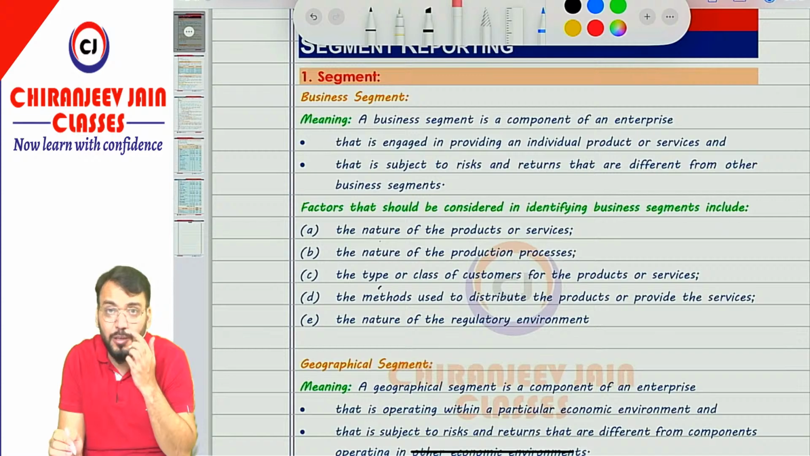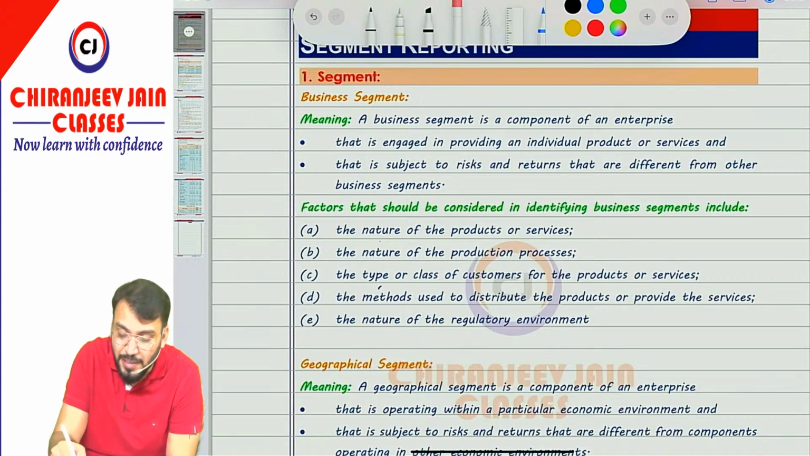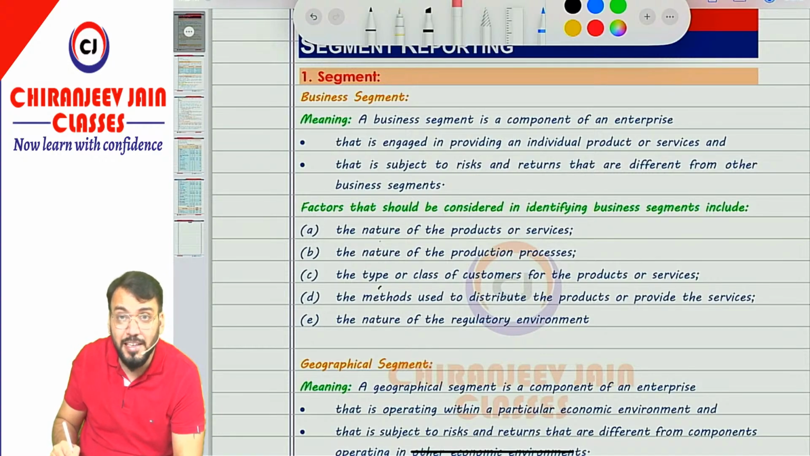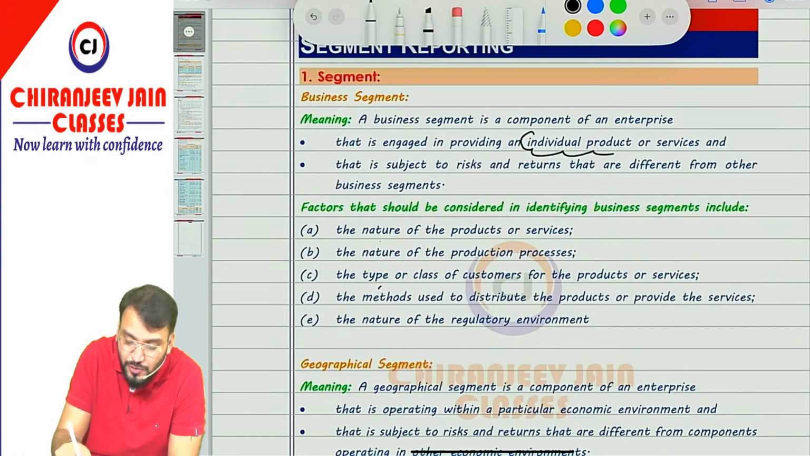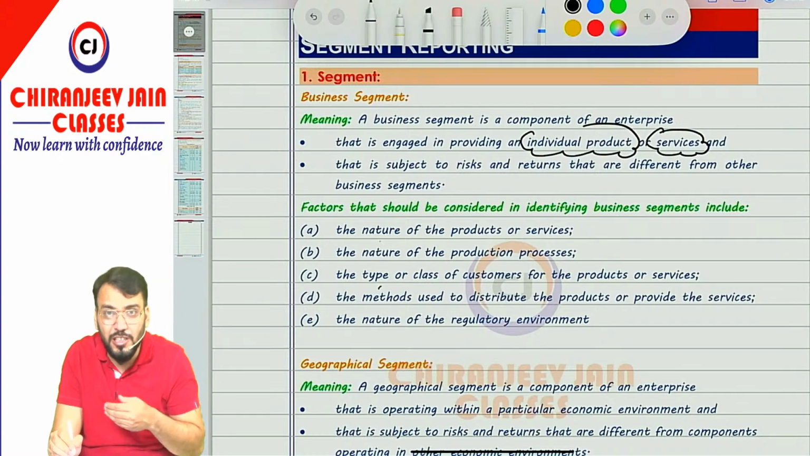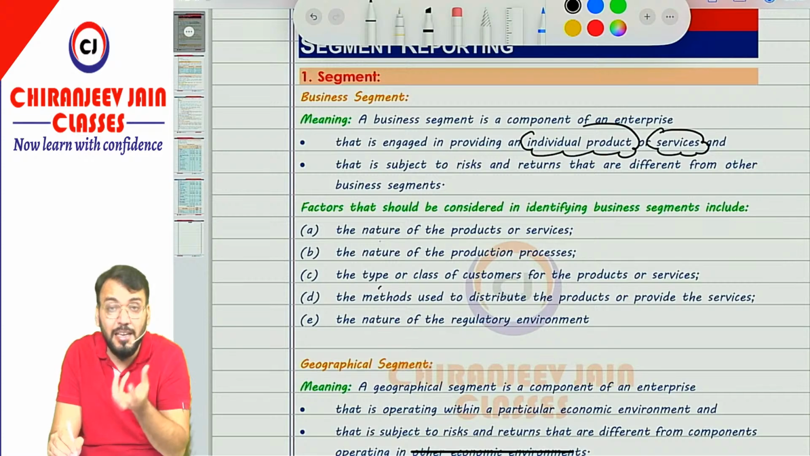So it is a component of the entity. So business segment is a component of the entity that is engaged in providing individual product or services. For example, if I say I am providing you the services to teach you advanced accounting, the advanced accounting becomes one of my products. So that becomes a business segment for my business, for my entity, correct?